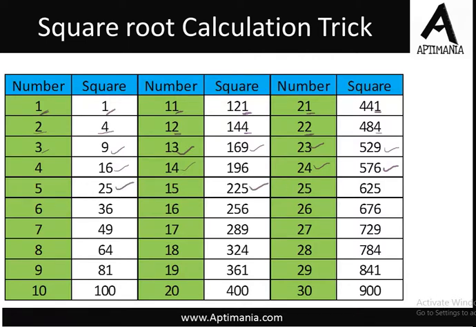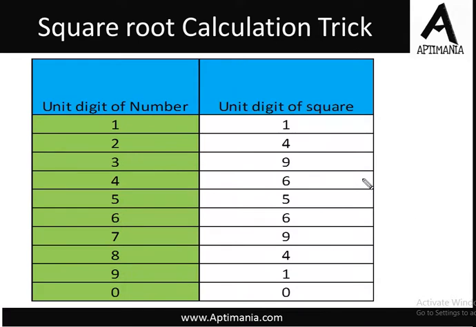And so on. So, we can say that whenever the unit digit of a number is 1, the unit digit of its square will always be 1. That of 2 will be 4. The number which ends in 3, the square of that particular number will end in 9. 4 will end in 6, 5 will end in 5, and so on.